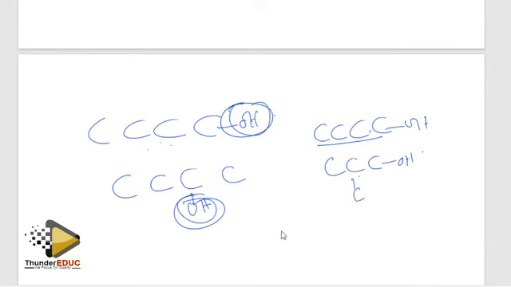And then if I have 1, 2, 3, and then I put it here, and then I put it here, like that, what is going to happen to this? If I compare this with this, it becomes a positional isomer. If I compare this with this, it becomes a positional isomer. You understand?